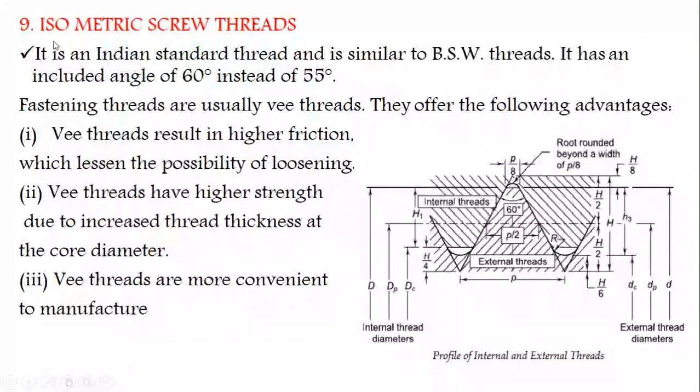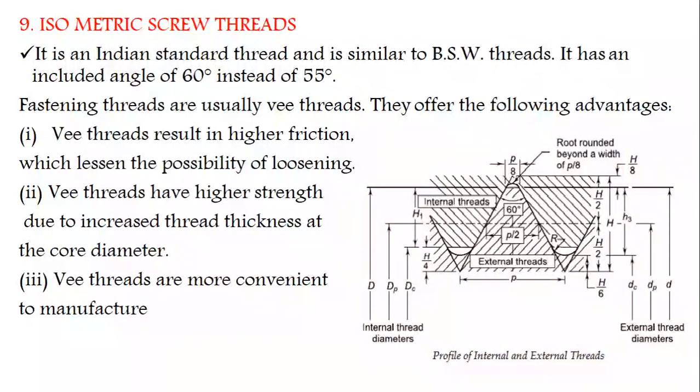Next one is the isometric screw thread. It is an Indian standard thread and it is similar to the BSW thread. It has an inclined angle of 60 degrees instead of 55 degrees. In BSW thread, there's a 55 degree angle. Here, in isometric thread, it is a 60 degree thread angle.